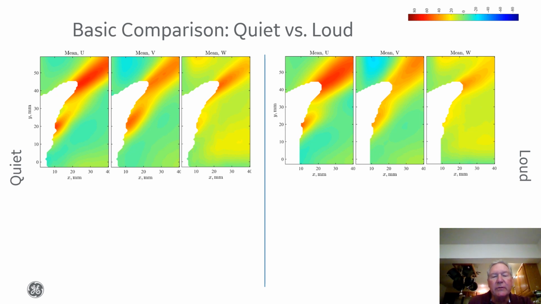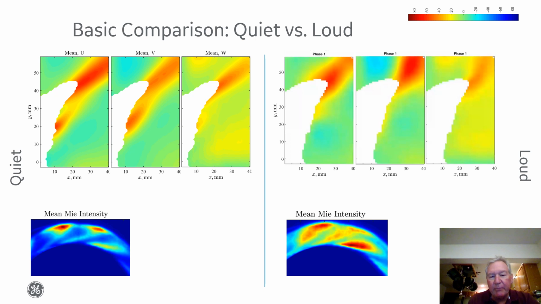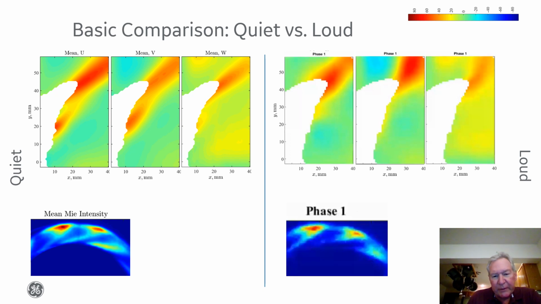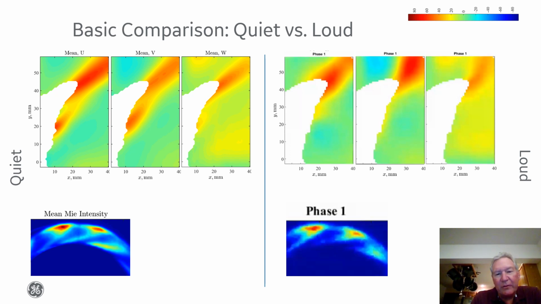This chart shows a number of different measurements that we made in that chamber. So I'm going to just build this chart. We're looking first at the top. We used a 3D PIV system to make velocity measurements. On the left-hand side, that was the quiet case. On the right-hand side, it's the loud case.